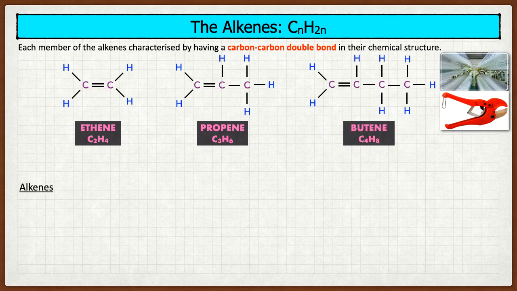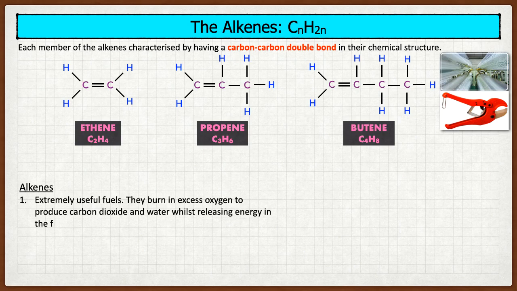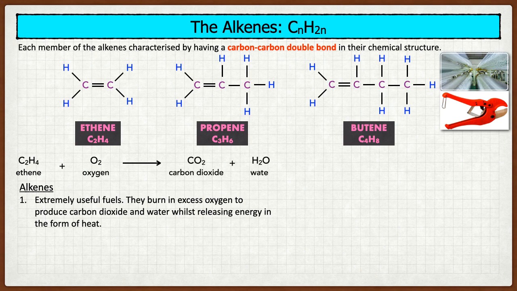So what do we need to know about the alkenes? They're hydrocarbons, so that makes them excellent fuels, just like the alkanes. And they burn in oxygen to produce carbon dioxide and water. So if I take ethene there, C2H4, and I react it with oxygen, O2, well, I'm going to get carbon dioxide and water produced, and I'll also get heat. And the heat can be used for a variety of things.